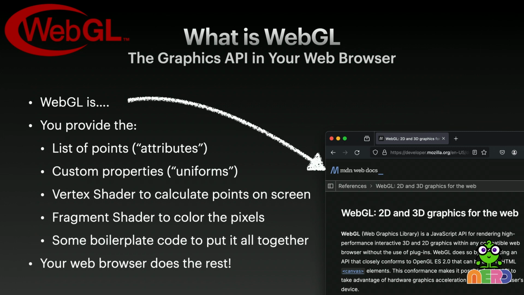And then you're going to write a vertex shader, which we'll get into, and a fragment shader. These things are for calculating the points on the screen and the pixels. And then just a bunch of common boilerplate. You put it all together, and your web browser does the rest. It's really cool. Then you can literally access and use the GPU. So what is this whole WebGL pipeline?